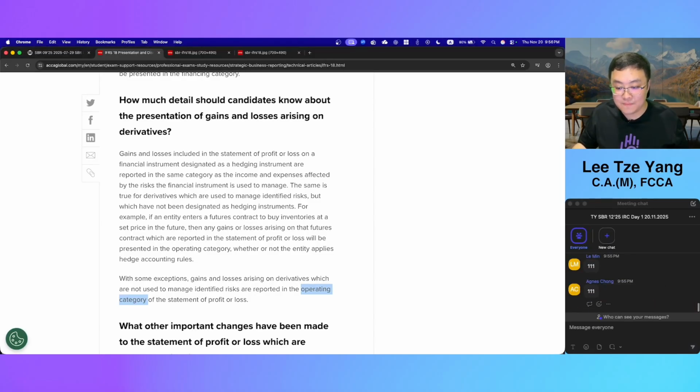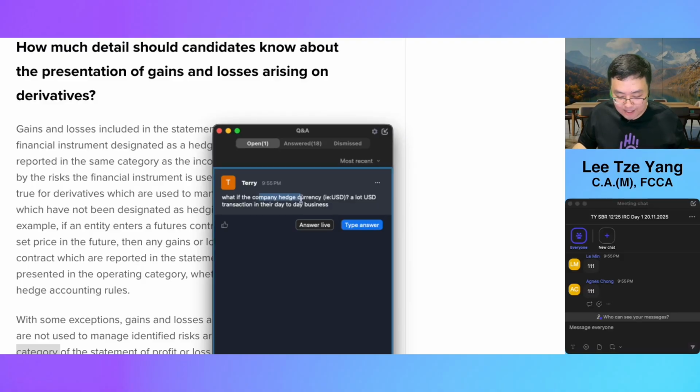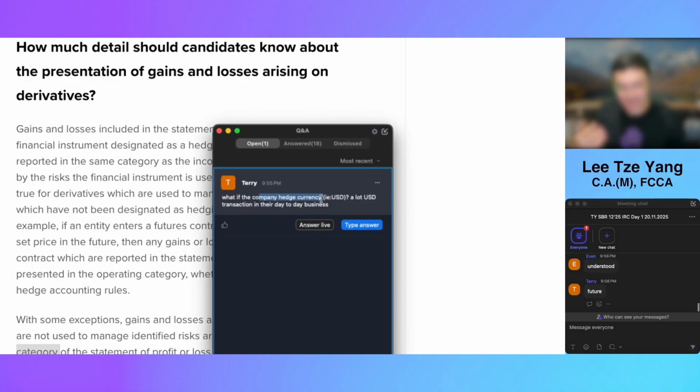All right. So what if the company hedges currency? If it is for hedging purpose, hedging. Let's say, Terry, I need to ask you more. The hedging here is what kind of hedge? Is it a hedge for a future transaction? Is it for future receipt of money or future payment of money? Can you answer me? Yes or no? Right, Terry? Future, okay. Then it is a cash flow hedge.